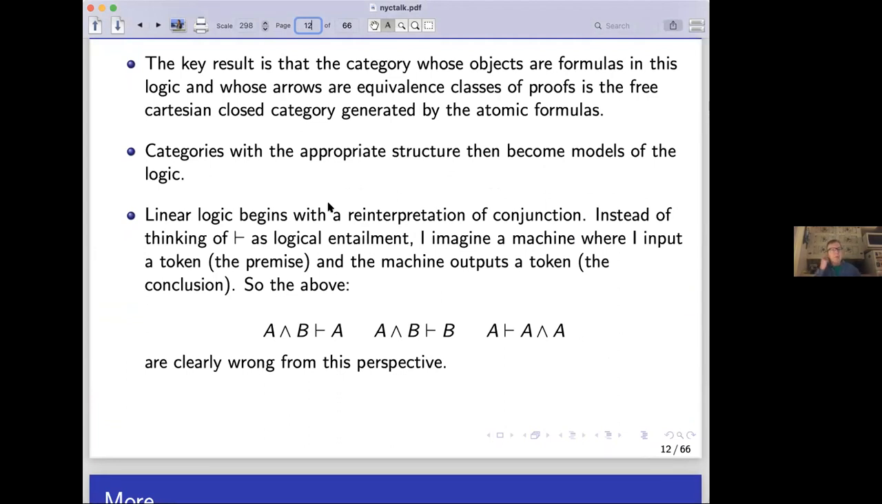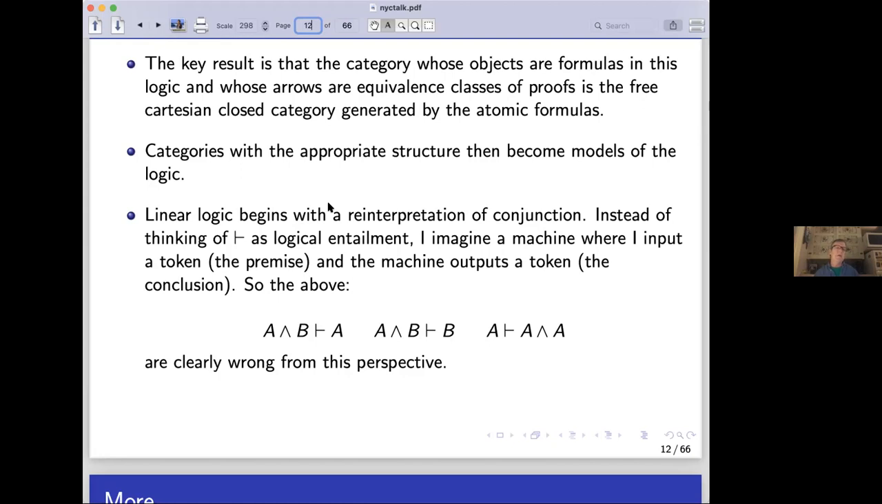And so we'll now view the premises as the inputs into a machine and the conclusion as the outputs of that machine. And from this point of view, those three rules I showed you a second ago are completely wrong. So A and B logically entails A. Now this says I put an A token and a B token into my machine and it only spits out an A. So that's very logical if you own the machine, but as a logical principle, it's off. And similarly, the third one doesn't work anymore either. It says I put one token into the machine and it spits out two of the same tokens. And so the first step in understanding linear logic is to eliminate those three rules from your logical system.